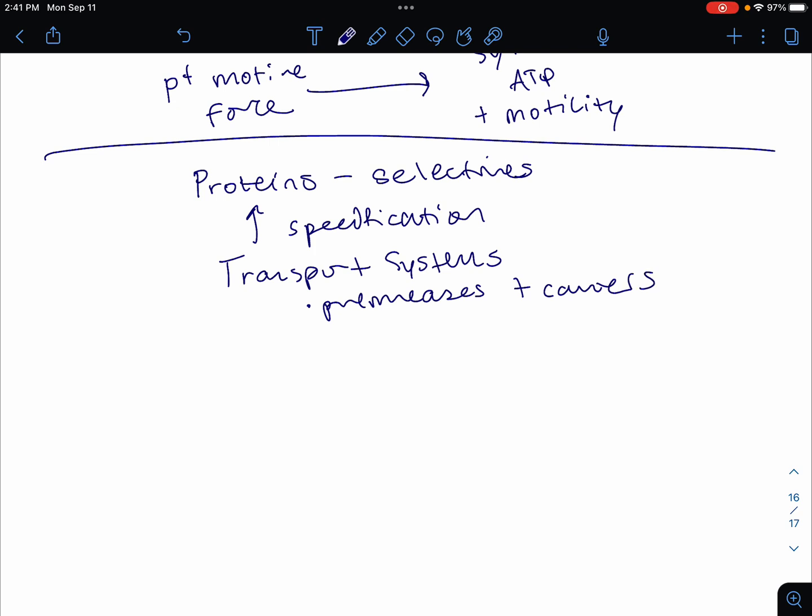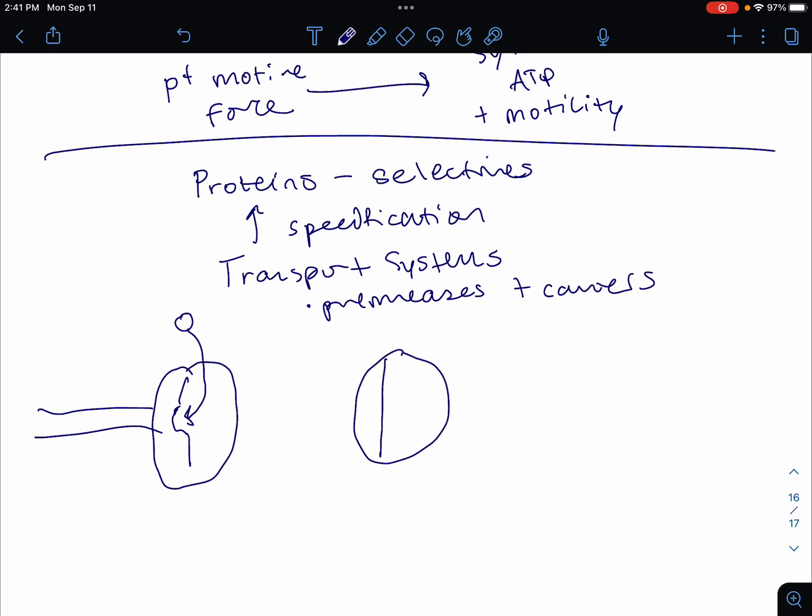And usually you'll have the bilayer, a protein here, in its resting state. And you have our molecule of interest. The molecule will bind to one of the active sites of this protein. And when that happens, we get a conformational change. And then after that, the molecule will be released into the inside of the cell.